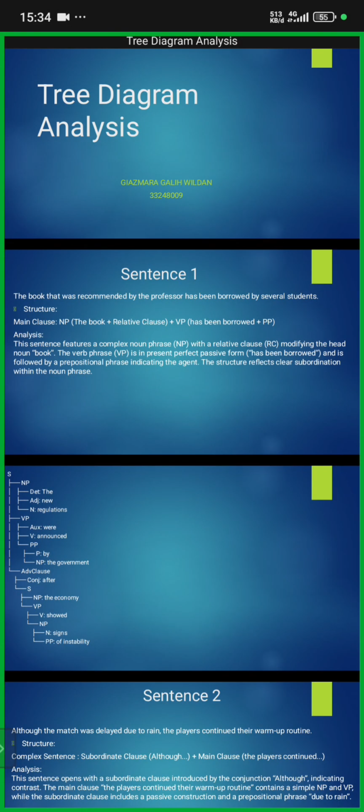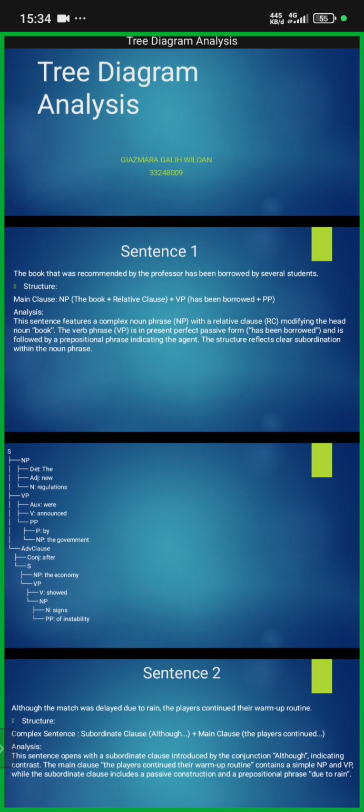Alright, this is a tree diagram analysis from me. First of all, sentence 1. The book that was recommended by the professor has been borrowed by several students. The structure is the main clause: the NP is the book and relative clause, plus a VP has been borrowed, plus PP.